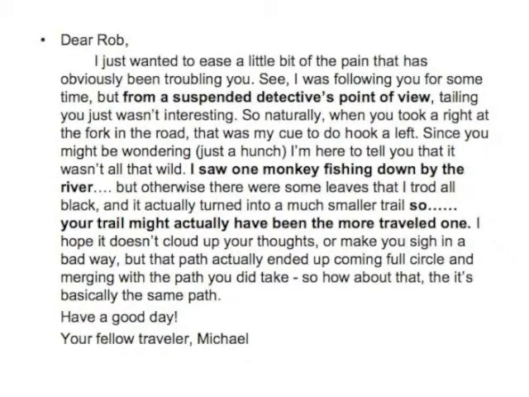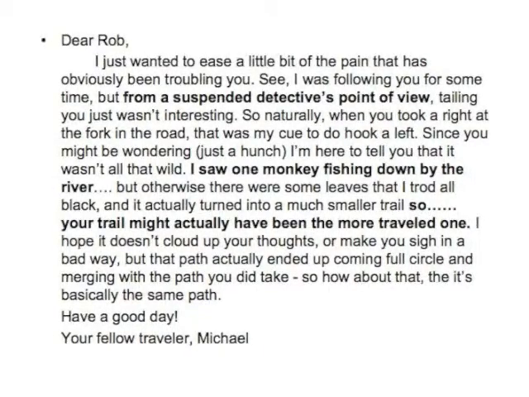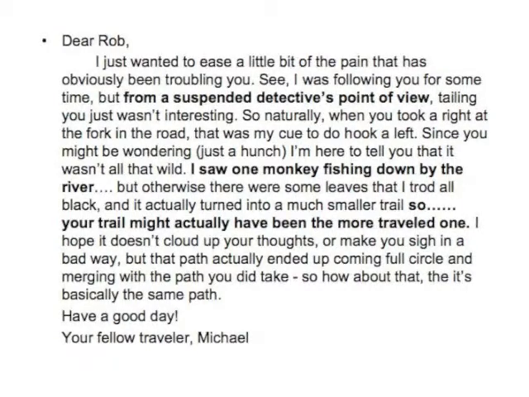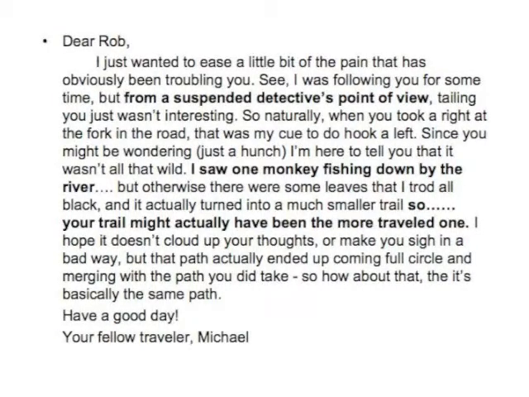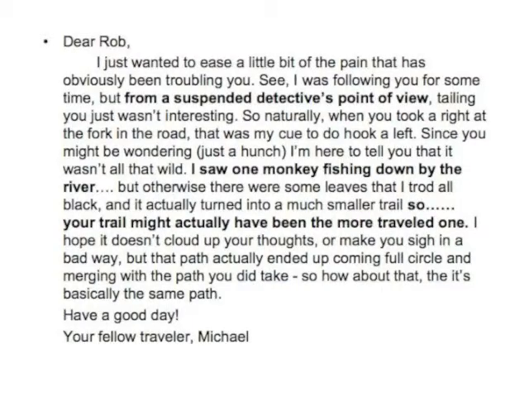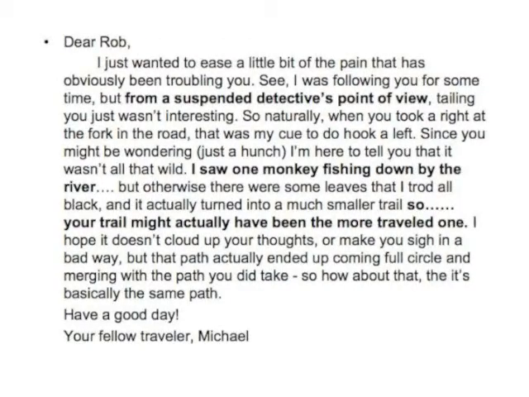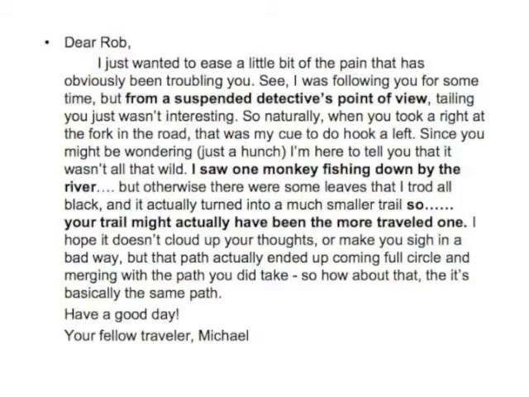The student took the prompt a little farther than I asked, adding to his persona the fact that he was a suspended detective. His creativity was on display with the monkey fisherman, and his take on the trail being more traveled shows his understanding of what trails often do.